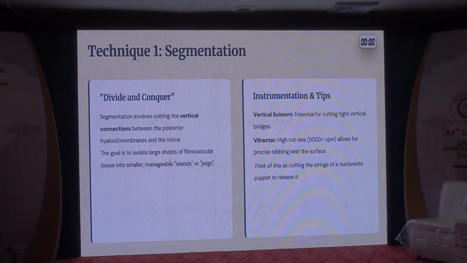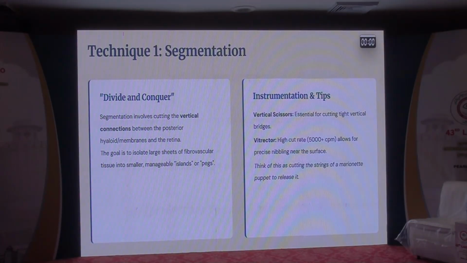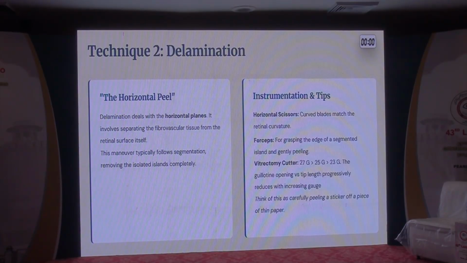So segmentation is still a divided market, where you segment the fibrovascular proliferations (FVPs) and then delaminate them. Multiple instruments are available for segmenting. You can use a vertical scissor or a horizontal scissor. Vertical scissors have a problem. You can use them as a pick, and I have seen very tight spaces between the FVP and the retina where you really create a break with the pick of the vertical scissor. So I have resorted to only using the cutter to do the segmentation.